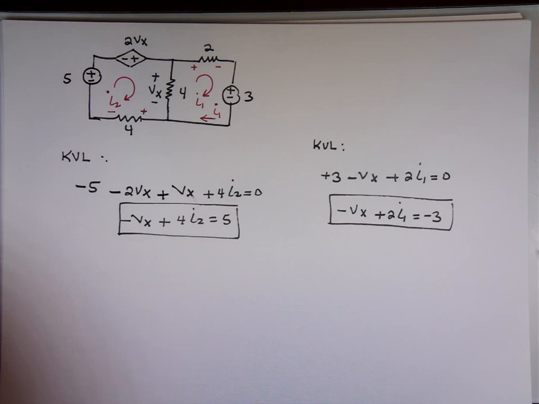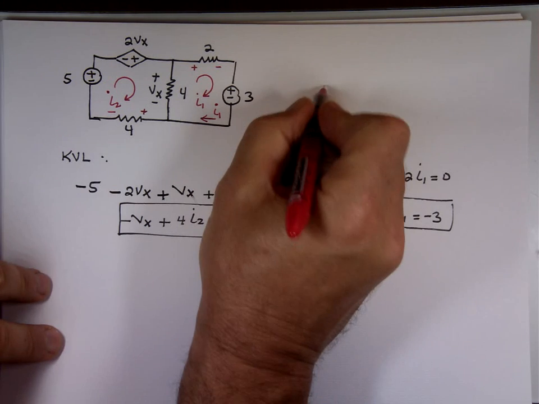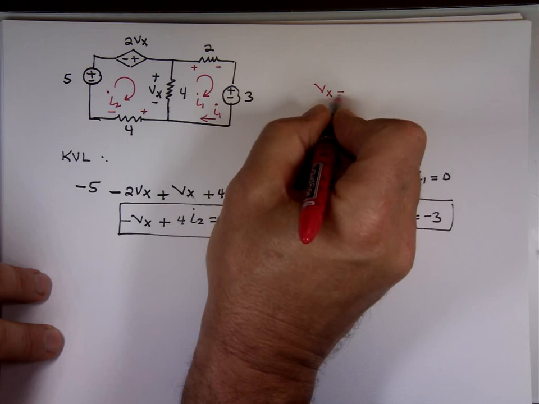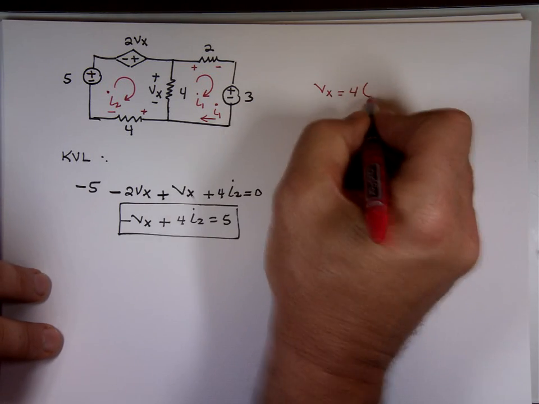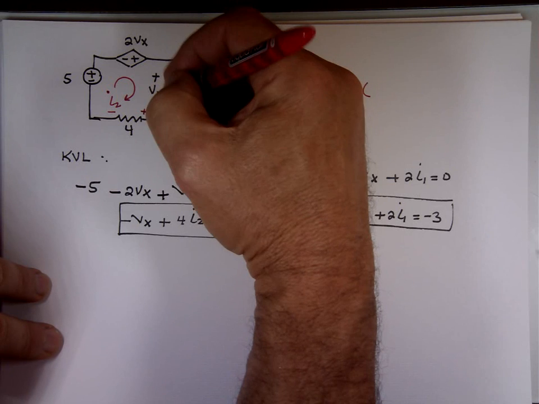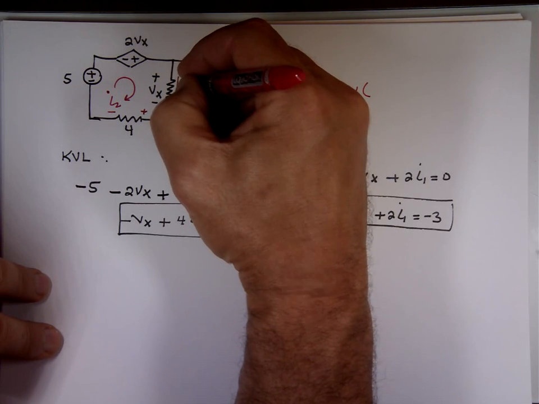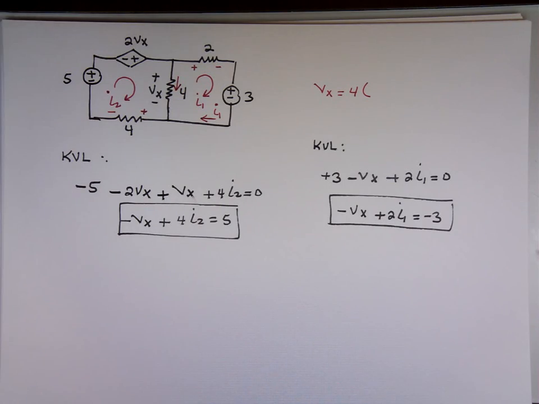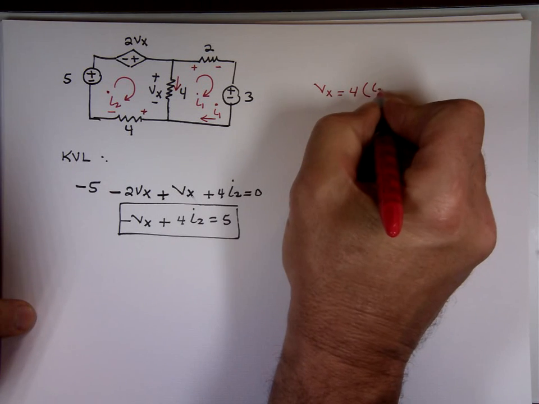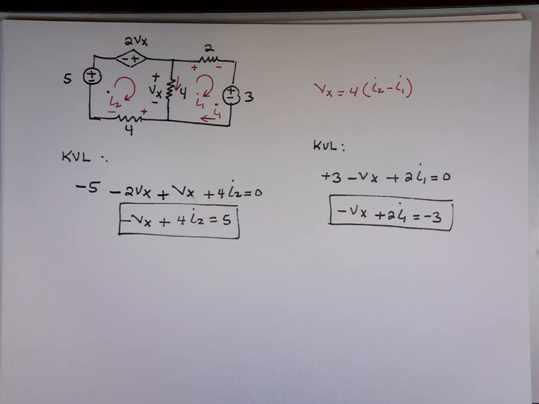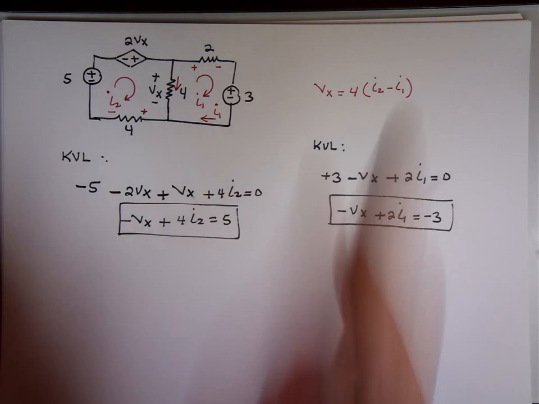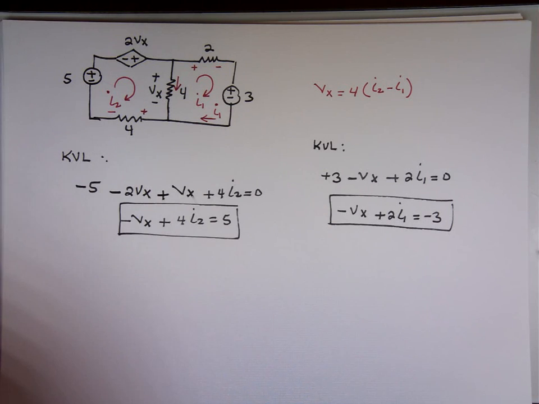So if I look at Vx, Ohm's law says V equals I times R. So 4 is R times I. Well, what is the current coming down? Because it's labeled plus to minus, I need to know the current traveling down. What is the current traveling down in that one? I2 minus I1. Yes, it's I sub 2 minus I sub 1. So now if I take that and replace Vx with that, I have two equations by how many unknowns?